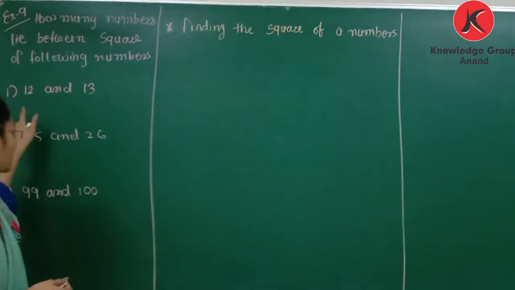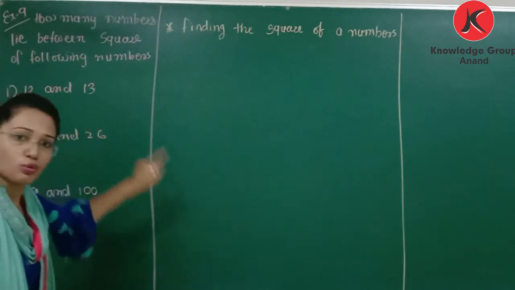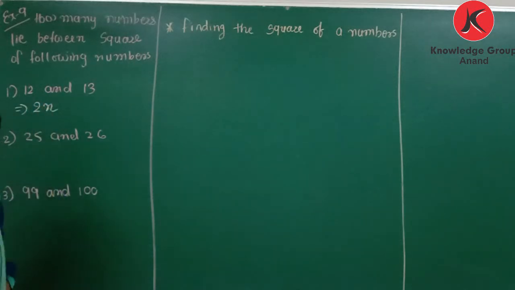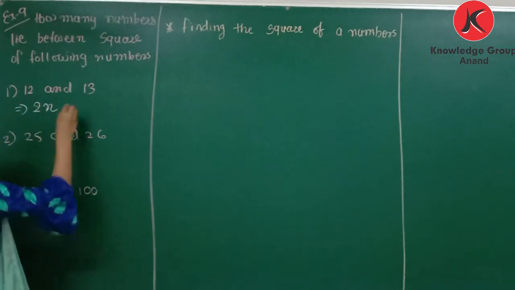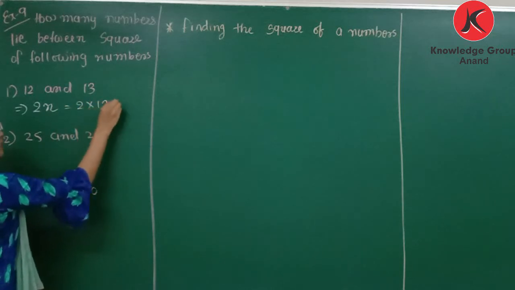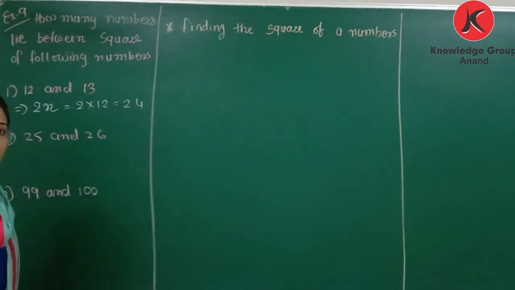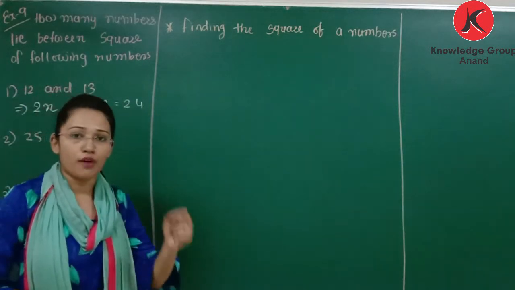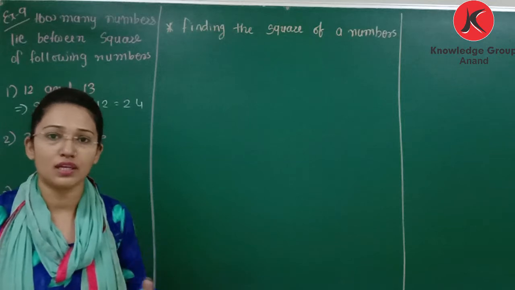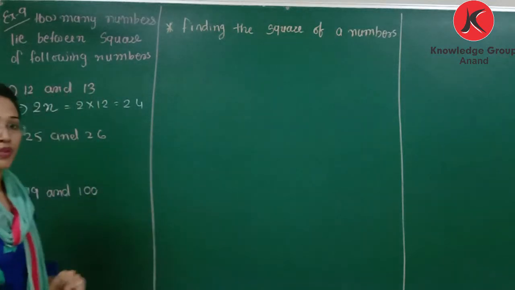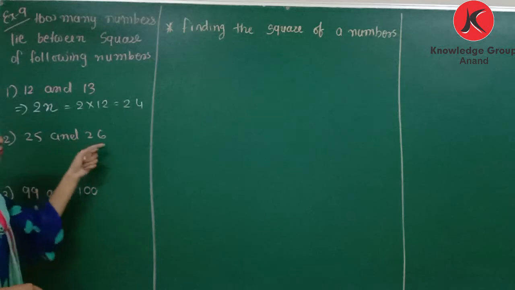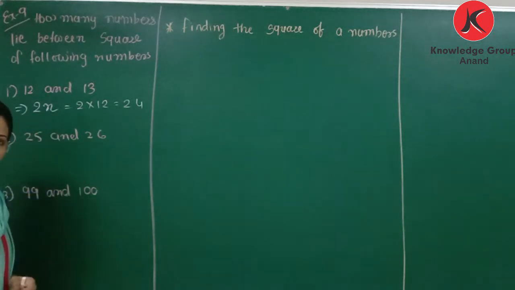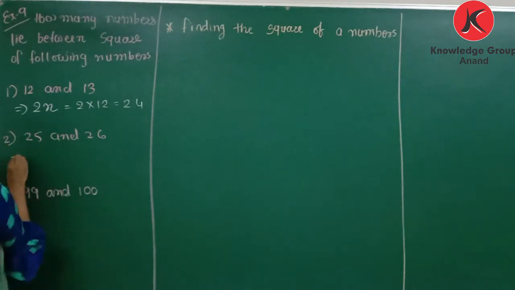So if we want to find the numbers between two consecutive square numbers, that is 2n, so we can write 2n. Now what is the value of n? That is the first number, 12. So 2 multiplied by 12 is 24. If you count the numbers between 144 and 169, it is 24 numbers. How many numbers will come between 144 and 169? 24 numbers. Again the next example, 25 and 26. How many numbers lie between 25 square and 26 square? Okay, so here that is 2n.